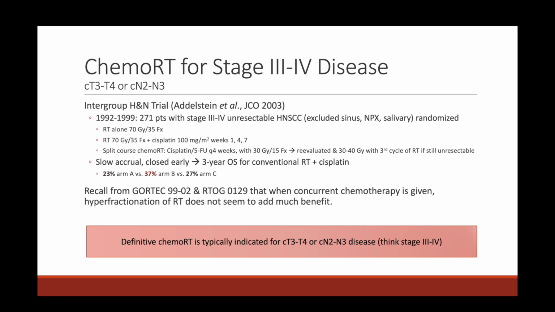And recall from the GORTEC 9902 and RTOG 0129 studies that we discussed, remember that when concurrent chemotherapy is given with the radiation, utilizing hyperfractionation or altered fractionation really does not seem to add much of a benefit. And so the definitive chemoradiation, when we give concurrent cisplatin, we typically just give conventionally fractionated radiation. And again, the indication for this is typically stage 3 to 4 disease. So clinical T3 to T4 disease or N2 to N3 disease.